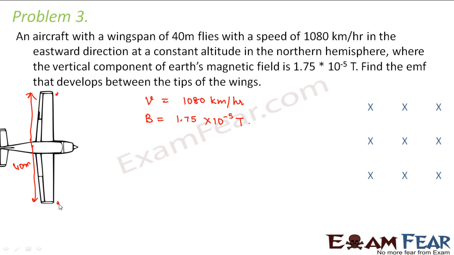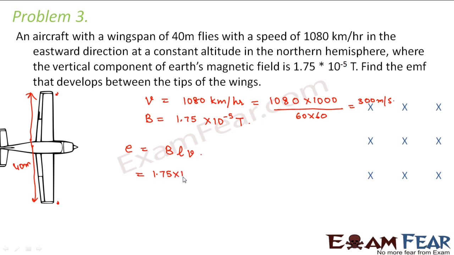Now the EMF developed will be nothing but motional EMF, because it arises due to the motion of the conductor, or the motion of the aircraft. So E will be equal to BLV. Here V we can convert into meter per second. So it will be 1080 into 1000 divided by 60 into 60. This comes out to be 300 meter per second. B is 1.75 x 10^-5. What is L? L is 40 meters.